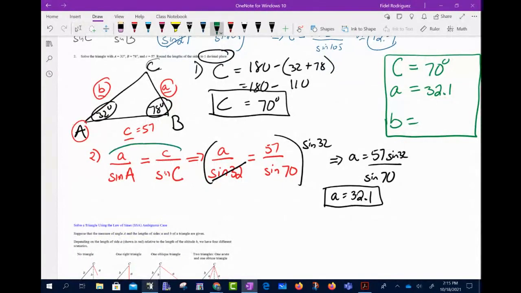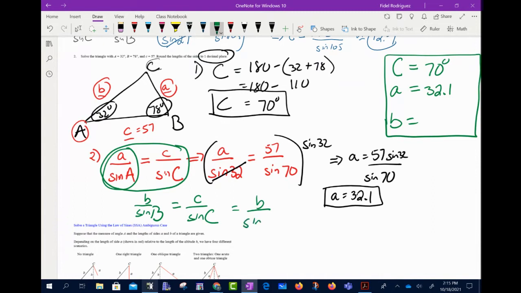What I'm going to do here, y'all, is take exactly what I have right here, but instead of using the A's, I'm going to do it now with the B's. So I'm going to write it as little b over the sine of B equals little c over the sine of big C. So little b over the sine of 78 degrees, because that's the angle that we had, is equal to 57 over the sine of 70 degrees.